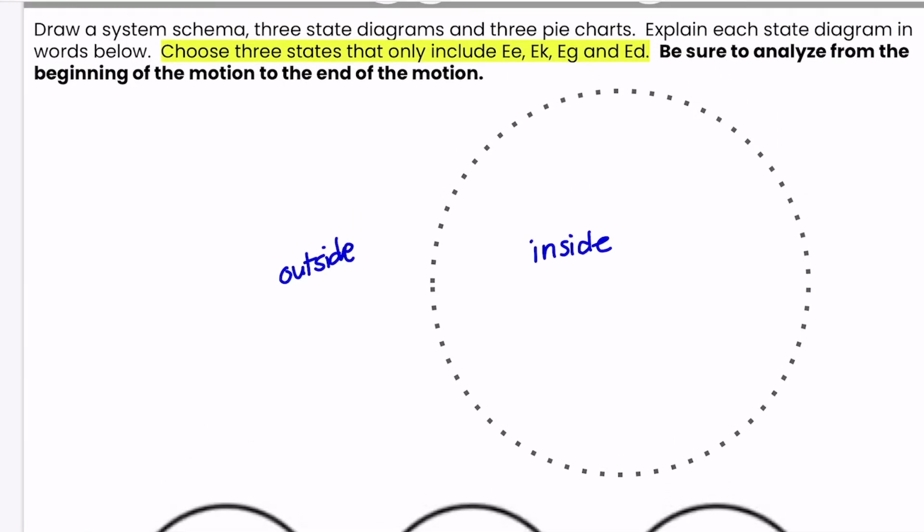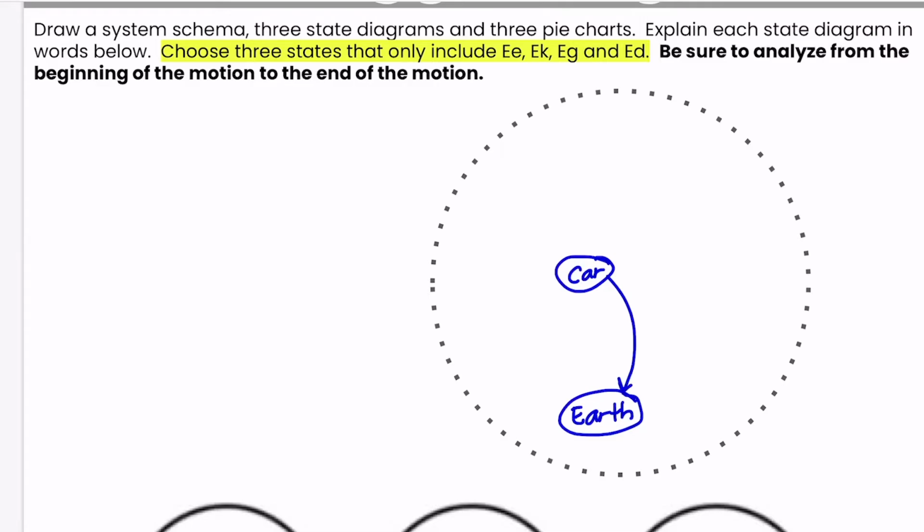And so remember the system schema. You want to probably start off with Earth, right? And then what is interacting with the Earth? Well, the car is probably interacting, and then draw your double-sided arrows, and then also include whatever is going to be in the system schema. So what else is there?